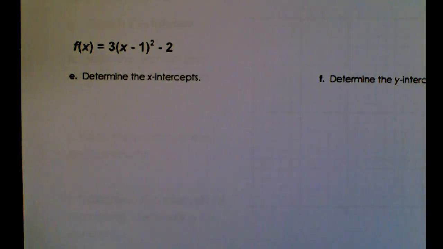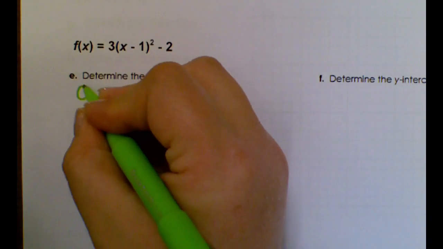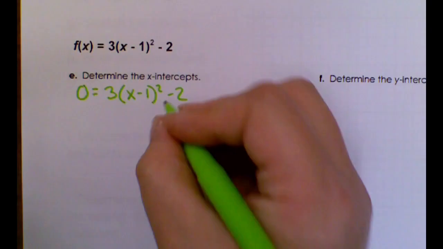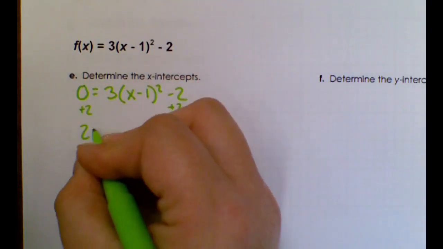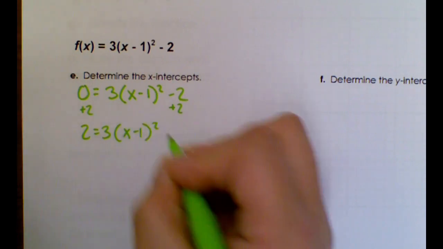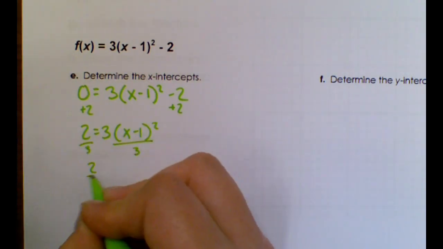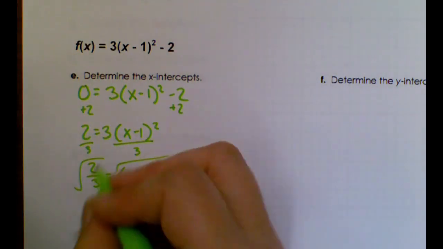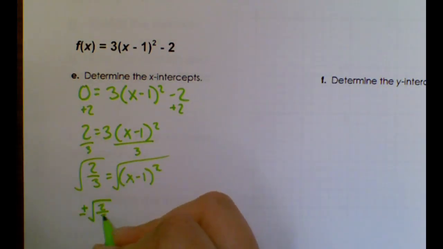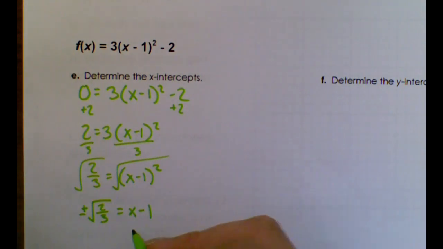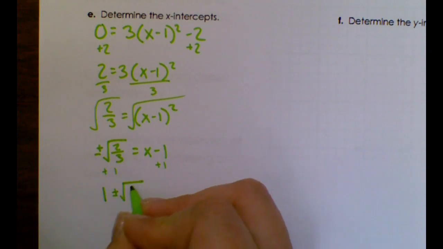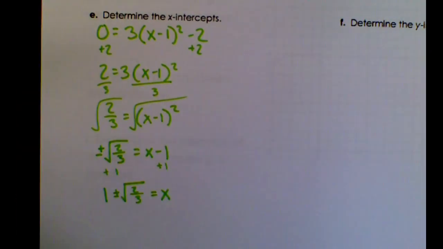Now we're going to take it a step further. We're going to find the x-intercepts and the y-intercept. To find the x-intercepts, we plug in f of x is 0. And then we solve. So I add 2 over. I divide by 3. And then I square root both sides. I get positive or negative square root of 2/3 equals x minus 1. And then we add 1, leaving me with 1 plus or minus the square root of 2/3 being x.